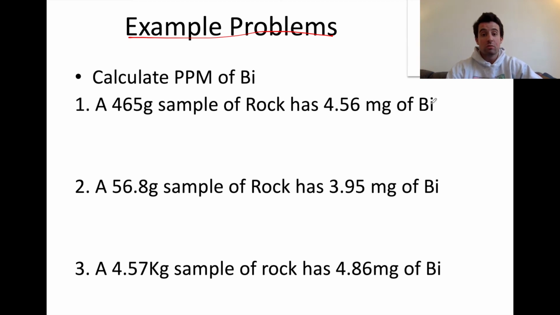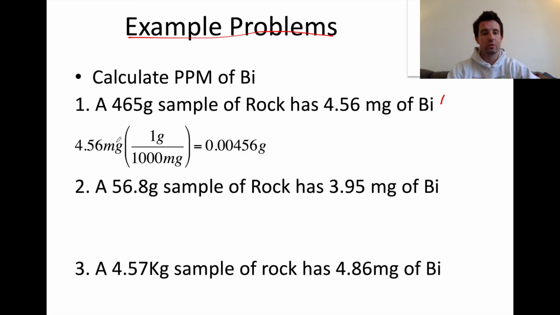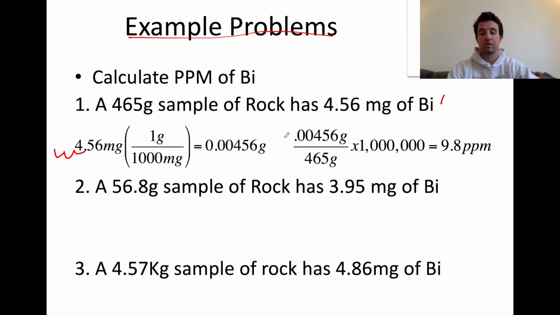So how you would do this is, first off, you've got to convert milligrams into grams. So when you do that, you have to move the decimal place over 3 times or do this little conversion here, and you get 0.00456 grams of bismuth. Then go ahead and divide that by that 465 gram number. Once you've done that, you multiply it by 1 million, and you end up getting something like, I think it's 9.8 ppm, 9.8 parts per million of bismuth in that sample.